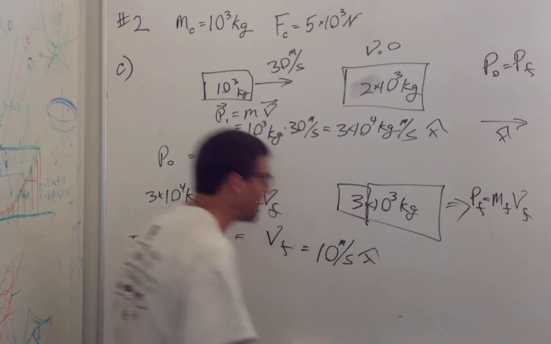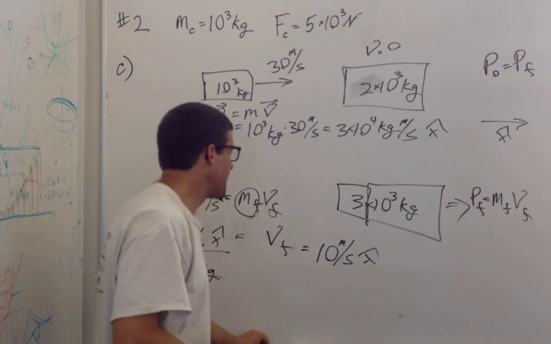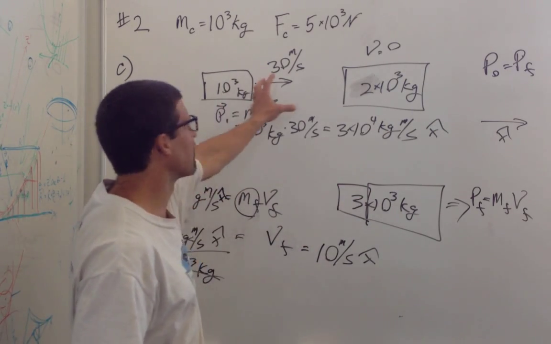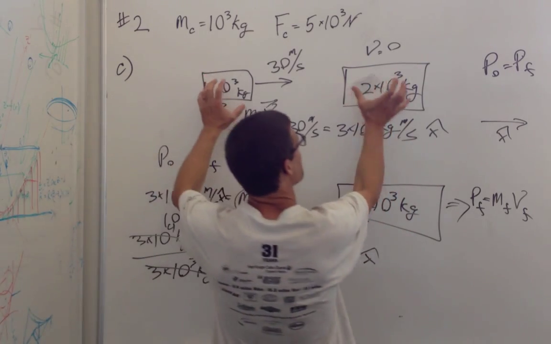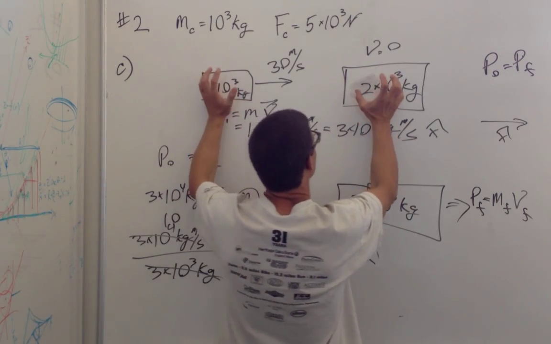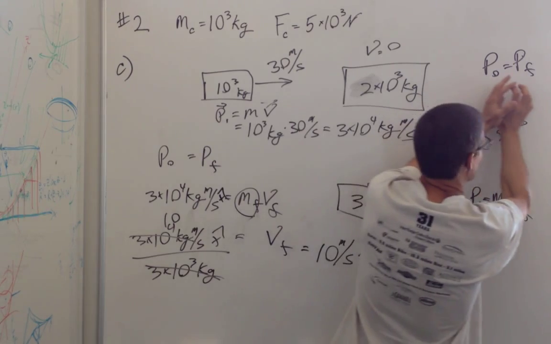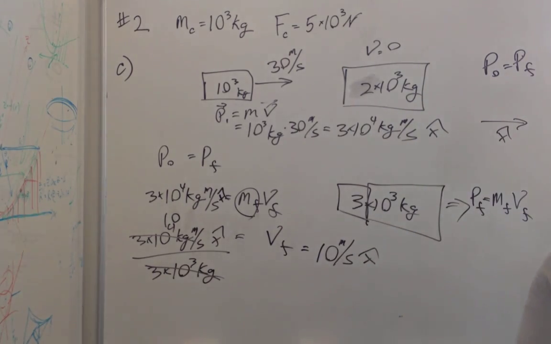We stop for a moment and say, does that make sense? That this should go along at 1/3 the velocity of the initial car. This is a big fat car, a little skinny car. Goes like this. I can imagine that happening.